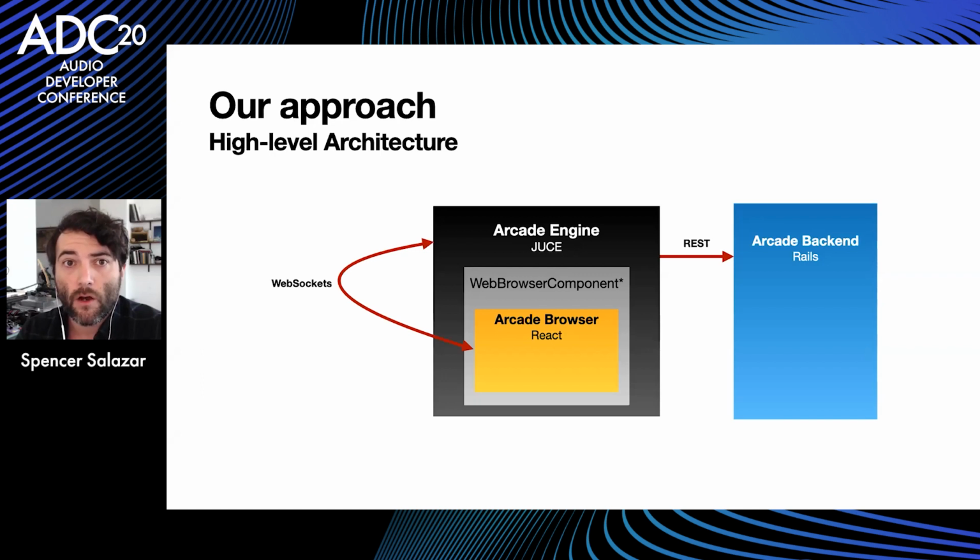These communicate with each other over WebSockets. So the Juice side and the regular web browser component doesn't really give you a lot of ways to interact with the web-based code that's running within the web browser component. So we actually had to build our own communication layer between what was happening in Juice and what was happening in the browser. Initially we used WebSockets for that. We took a different approach a little bit later on in the project, which we'll come to later. And then the Arcade browser is communicating via GraphQL with the Arcade backend. So this is the general overarching system diagram.